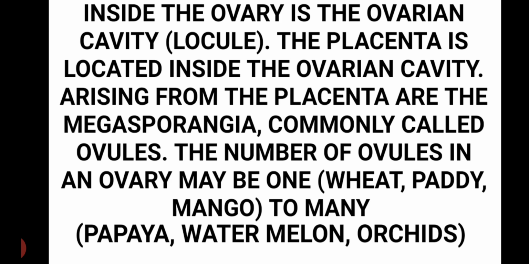So in any pistil, first of all, a locule is there. The locule is the ovarian cavity. Inside this ovarian cavity, we have a placenta, and from the placenta, megasporangia that we also call the ovules arise. The number of ovules varies in various species. For example, in mango, wheat and paddy, only one ovule is there, and in papaya, watermelon and orchid, more than one ovule is found.